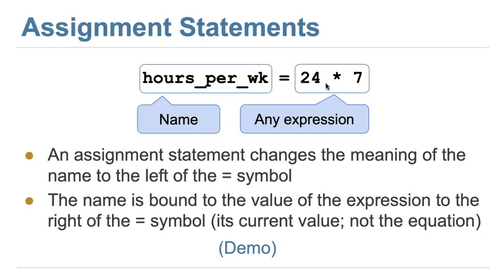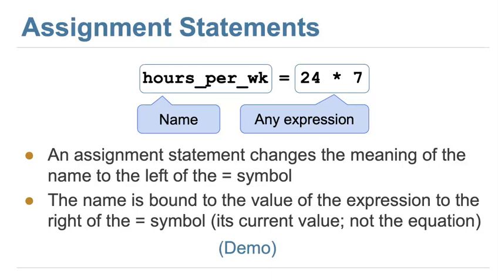Even though here it is 24 times 7, when it assigns, it will calculate 24 times 7. That will be 168. So this 168 will be assigned to the NaN. Here we say change the meaning of the NaN. On the other hand, for more programmer thinking, you can say change the value of the NaN. Remember that's the current value, not the expression, not the equation, not 24 times 7. Actually it is the value after the calculation of the expression. Okay, so that's the assignment operator.